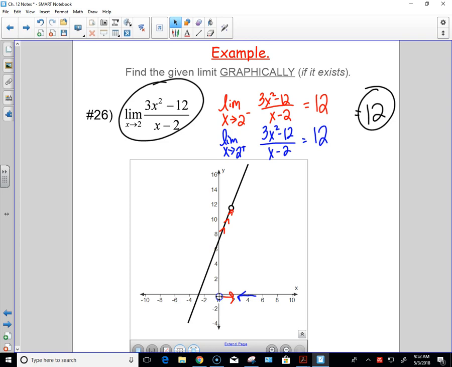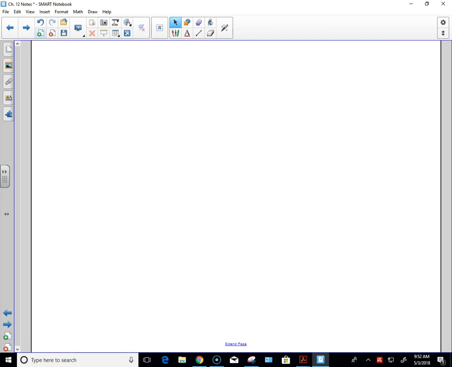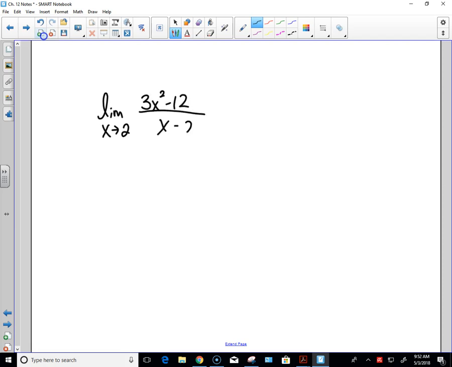Now, who figured out a way to find 12 without the graph and without the calculator? Joe. Give me 1 second. Let me rewrite. But yes, you're right. Limit as x approaches 2 of 3x squared minus 12. Good. Now go, Joe.